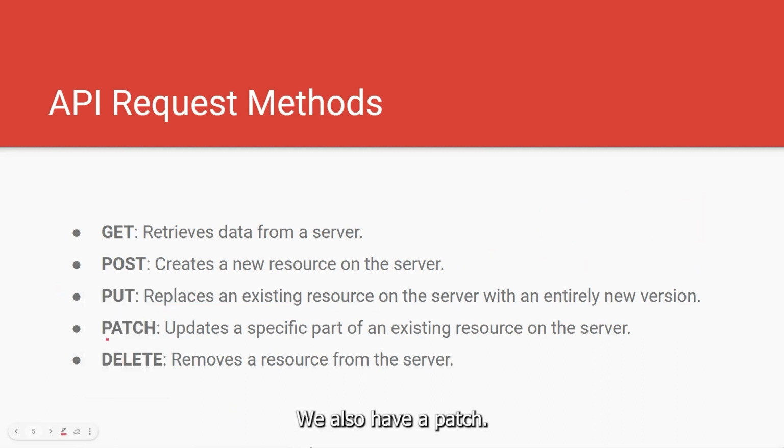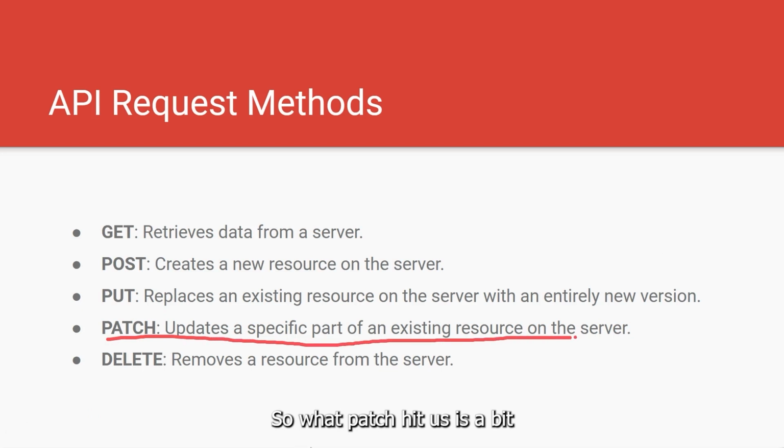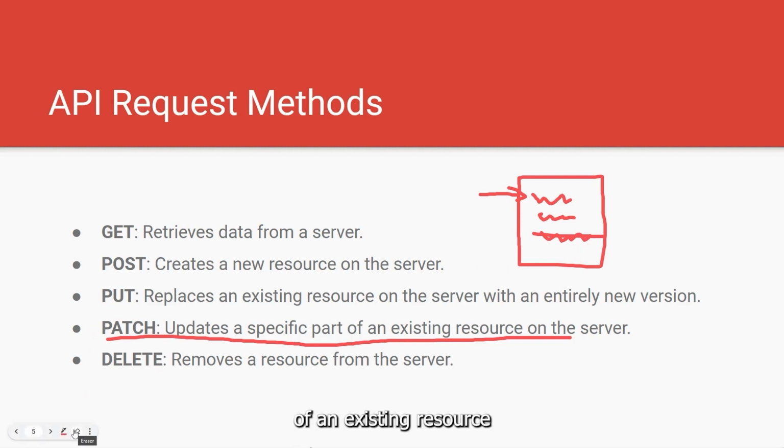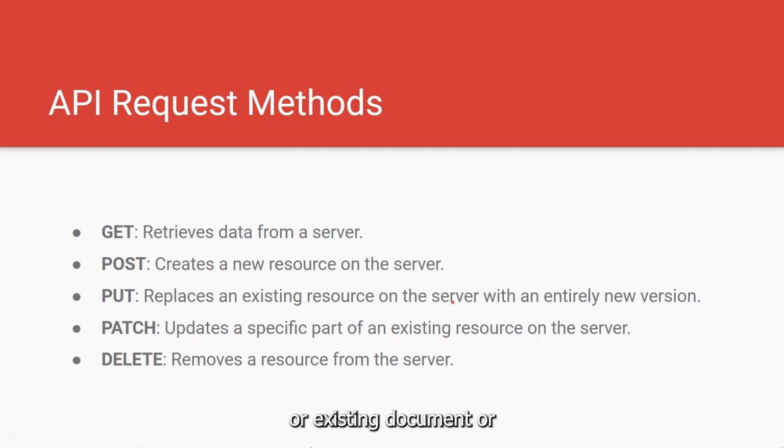We also have patch. So what patch does is a bit less of a replacement and more of just an updating of an existing resource on the server. For example, we have a certain document like this, and this document will contain certain fields. So what patch will do is it will either replace certain fields in our API, or it will put in a new field, or remove certain fields. So pretty much just updates the contents of an existing resource or existing document or row in our database.